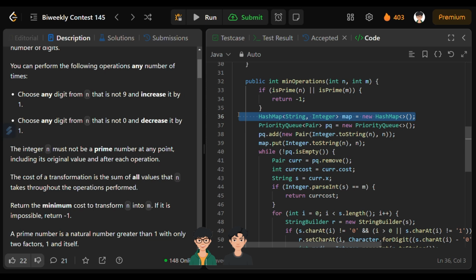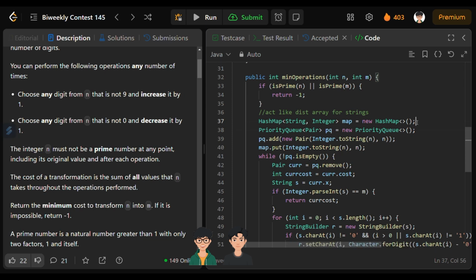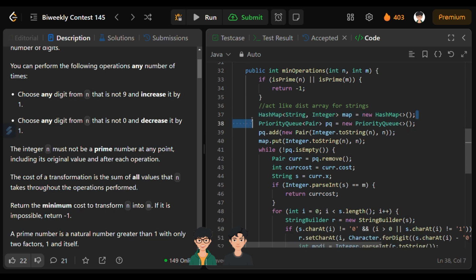First of all, we use a priority queue in Dijkstra's algorithm, and in standard Dijkstra we also have a distance array. But here, as we are considering strings, because we have to change each digit in the number, we are converting to a string, and we cannot store a string in an array, so we have created a hash map for distance purposes.